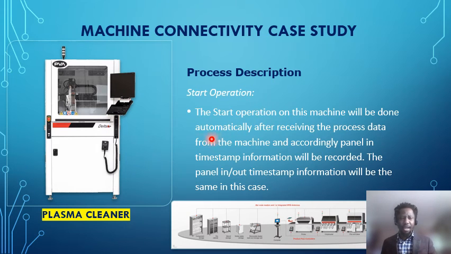For an example, I have pulled up the plasma cleaner, just for you to see how the production line is going to be after it has been automated. We're going to have a start operation. The start operation on this machine will be done automatically after receiving the process data from the machine, and accordingly panel in timestamp information will be recorded. The panel in and panel out timestamp information will be the same in this case, because at the same time that the panel goes in, it goes out, because the machine is very fast. So the difference in timing might just be little. So that is that for the process description.